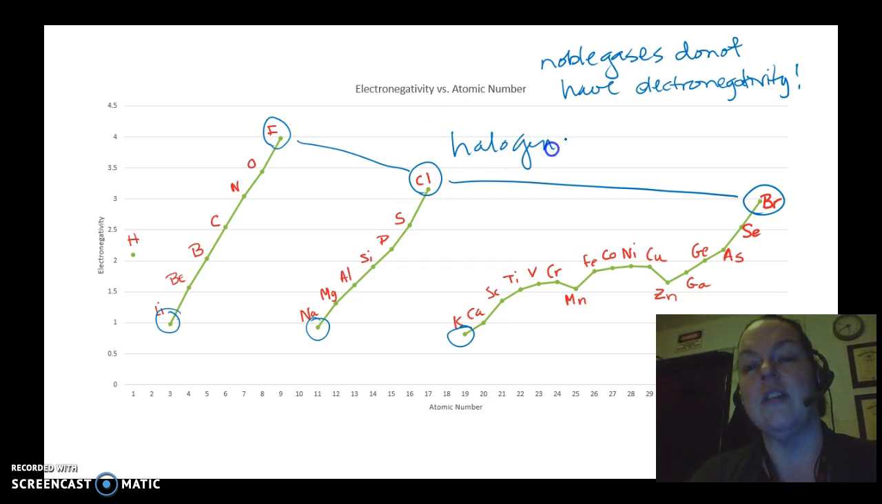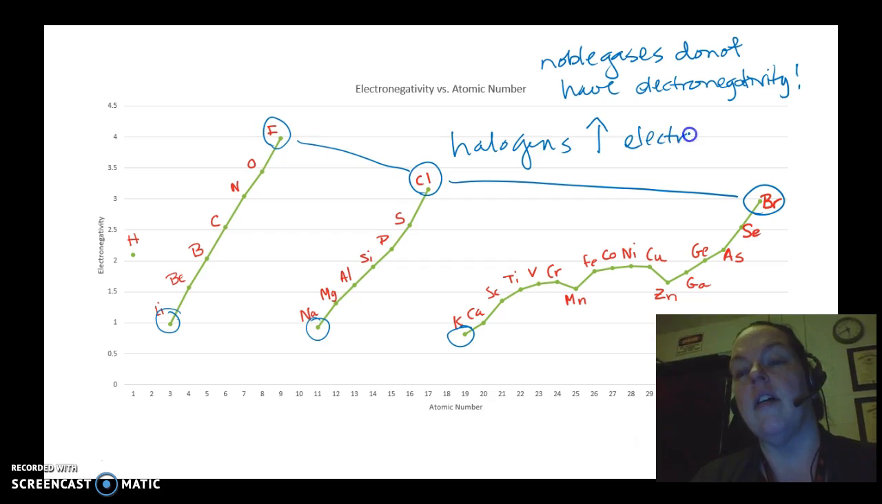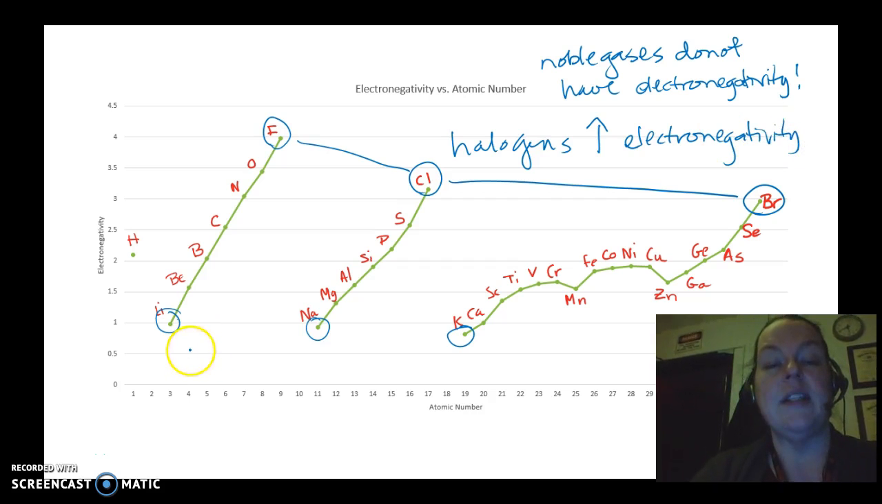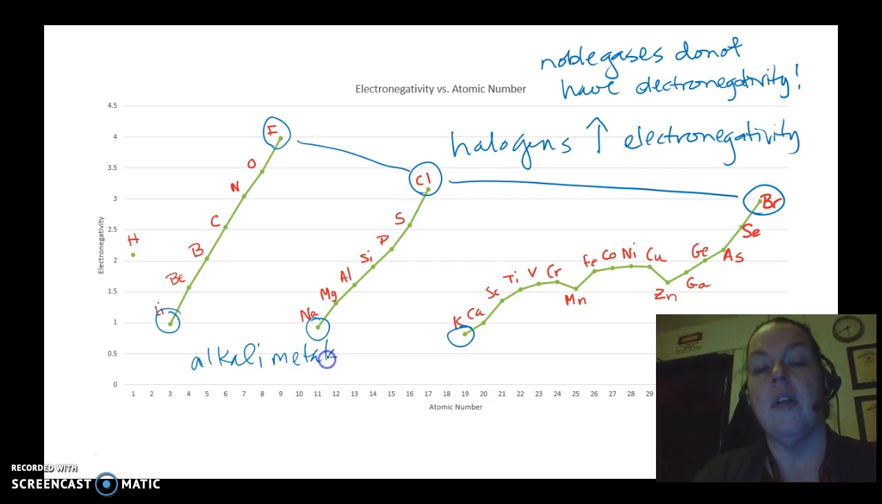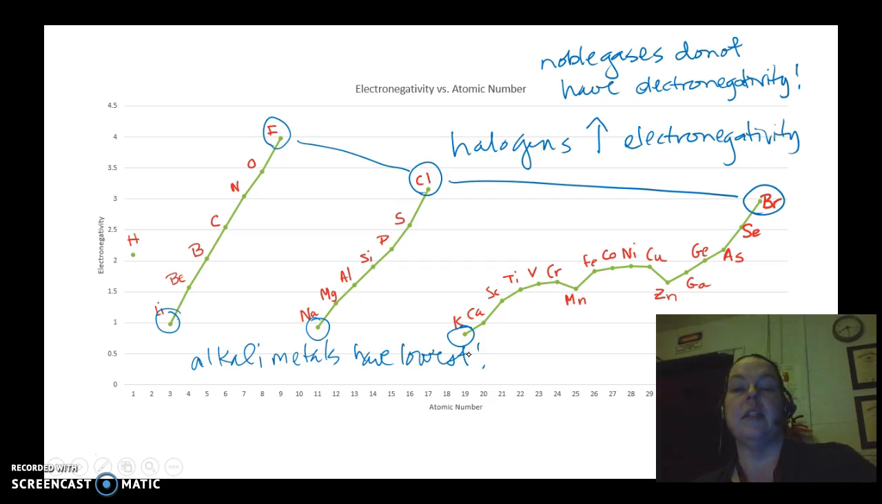So the halogens have the highest electronegativity. Okay, and we see that the alkali metals have the lowest. Okay, so we can see that pretty clearly.